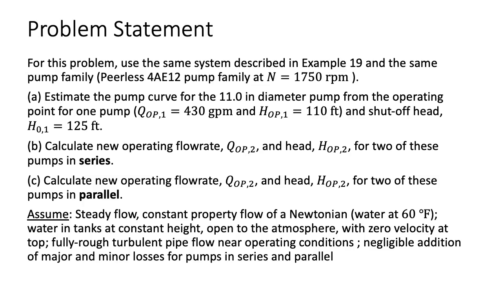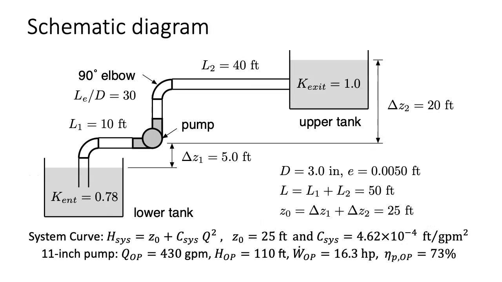An additional assumption we need to make for this problem is that the piping needed to add a pump in series for Part B and to add a pump in parallel for Part C adds negligible major and minor losses. Let's begin by looking again at the schematic diagram from Example 19, which shows water being pumped upwards from a lower tank to an upper tank.